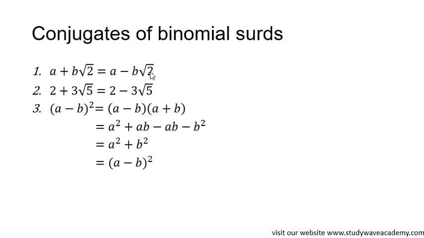Okay? Let's look at an example. Here we have 2 plus 3 root 5, equals what? The conjugate of this is 2 minus 3 root 5. You just have to change the plus sign, okay? So 2 minus 3 root 5 is the conjugate of 2 plus 3 root 5.